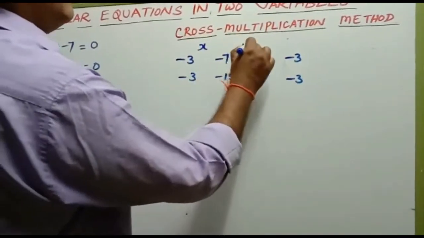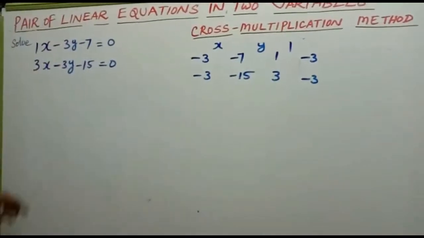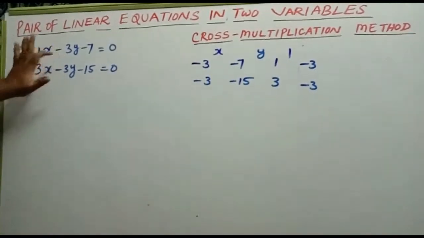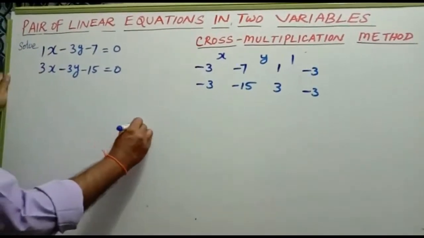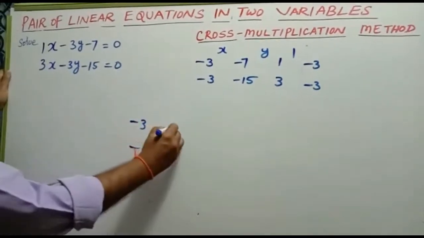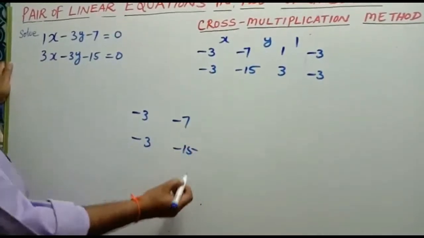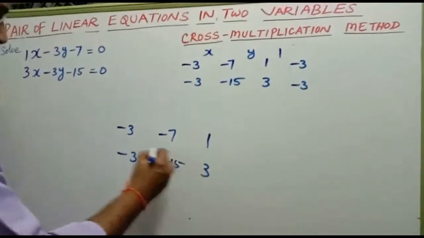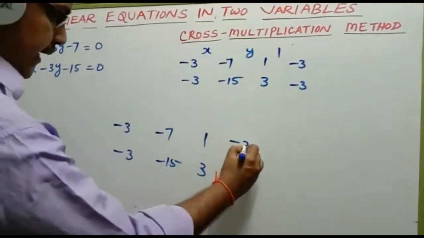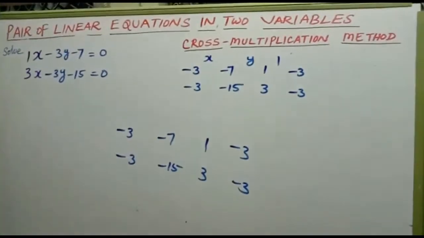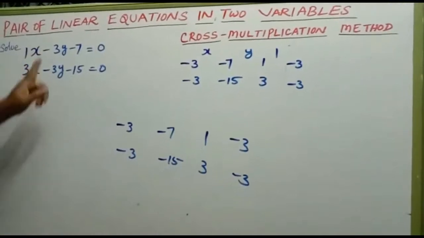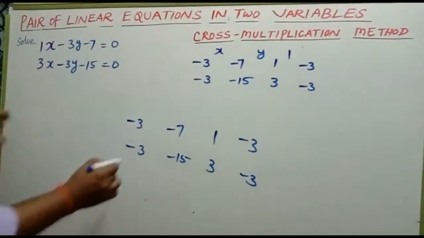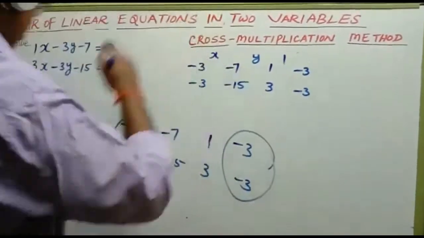This is x, y and 1. Once again, first forget about the x coefficient. The y coefficients are minus 3, minus 3. Once again, here I am writing minus 3, minus 3. Next, constants minus 7, minus 15. Next, the coefficients of x, 1 and 3. What is the first column? The same thing we can write, minus 3, minus 3. This is very, very important. Minus 3, minus 3, minus 7, minus 15, 1, 3, and whatever is in the first one, the same thing will come in the last.